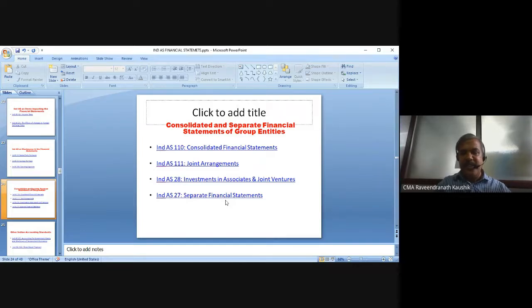Then consolidation and separate financial statements of group entities. So if you have a holding and subsidiary relationship, and if your business is all about holding and subsidiary, then you need to go by another four important Ind AS which need to be looked into. One is consolidated financial statements, Ind AS 110, Ind AS 111 joint arrangements, if any, Ind AS 28, investment in associates and joint ventures, and Ind AS 27, separate financial statements. So these are the different variants of the standards which need to be looked into if your business falls under many of these categories.